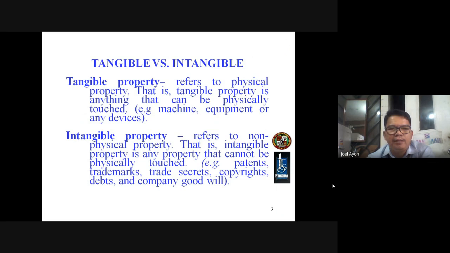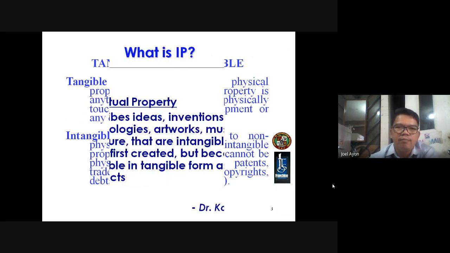Then, what is intangible property? It refers to non-physical property. That is, intangible property is any property that cannot be physically touched. For example, patents, trademarks, trade secrets, copyrights, debts, and company goodwill, and so on and so forth.